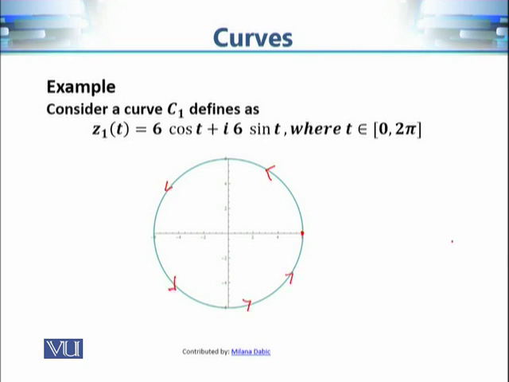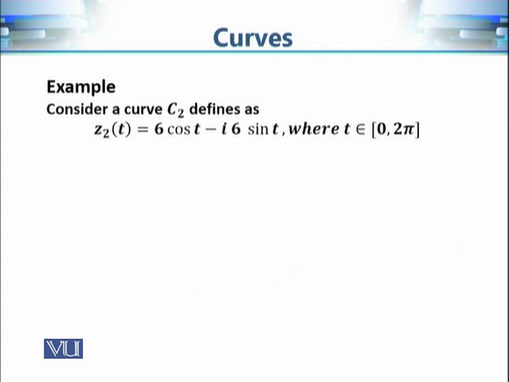So this is the orientation of our travel along the curve. Now let's consider another example of C2. Now in this case, we have 6 cosine t minus iota 6 sine t, and the variation of t is the same, 0 to 2 pi. Now if we want to sketch this curve, we start from t is equal to 0.